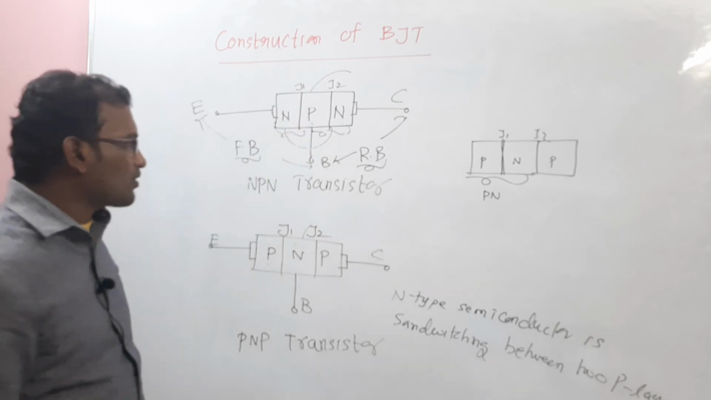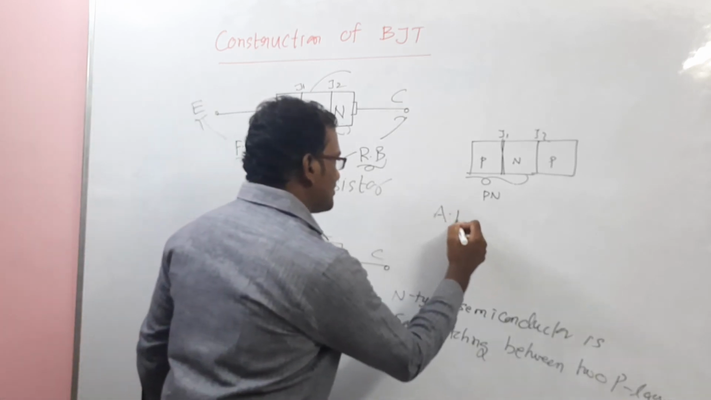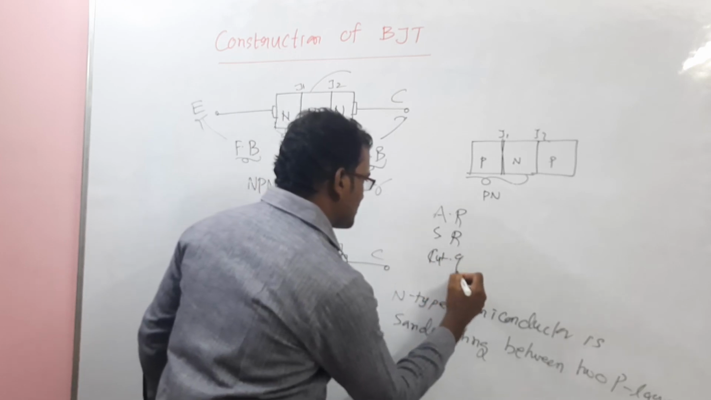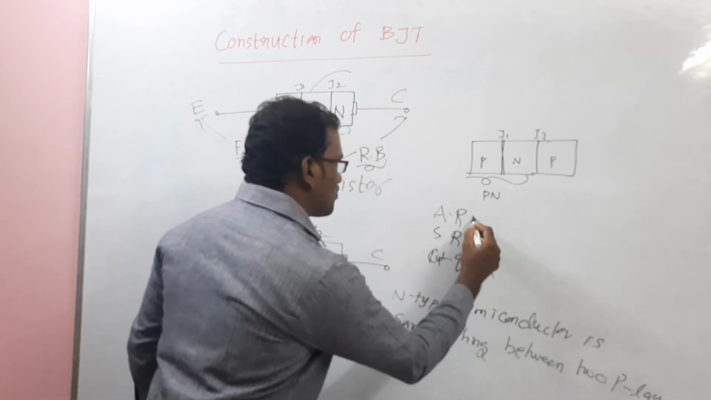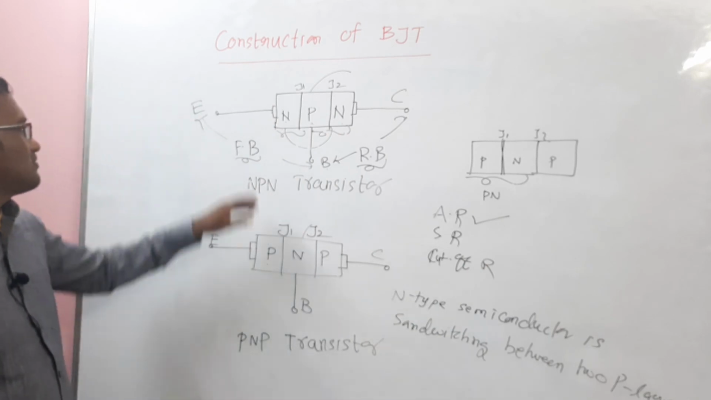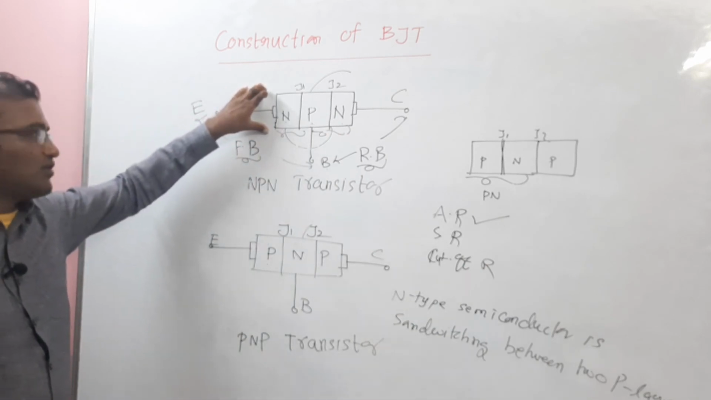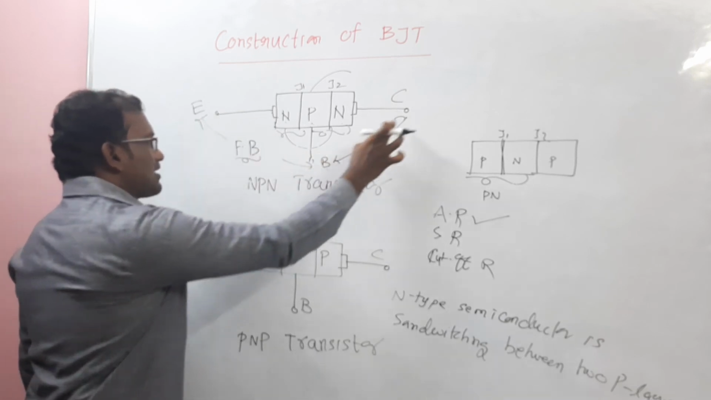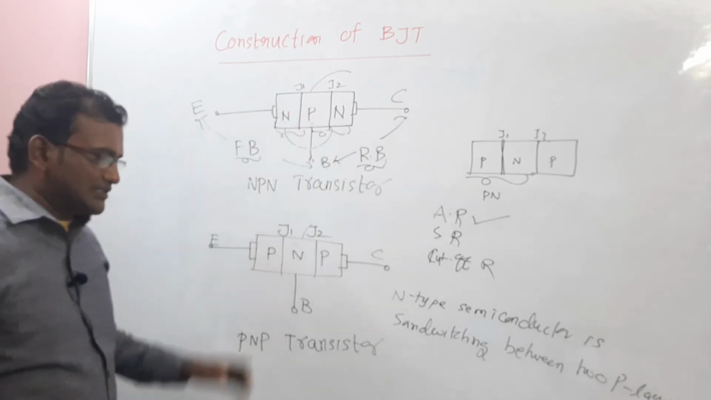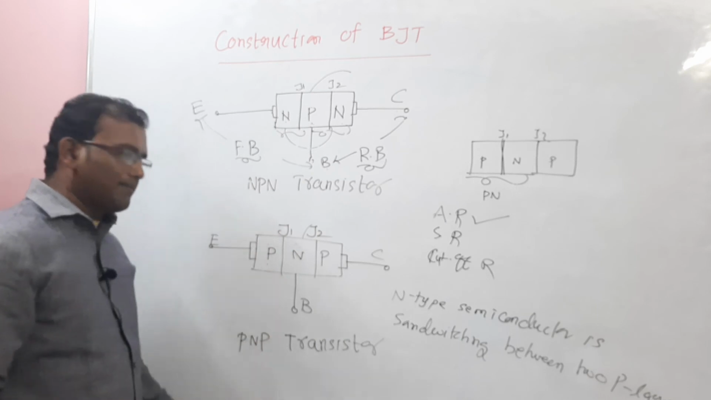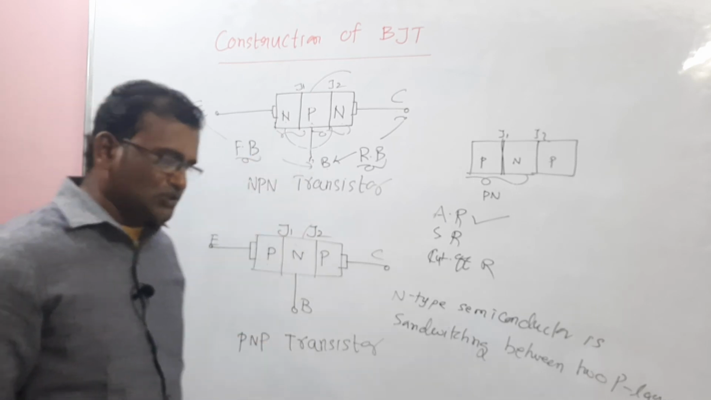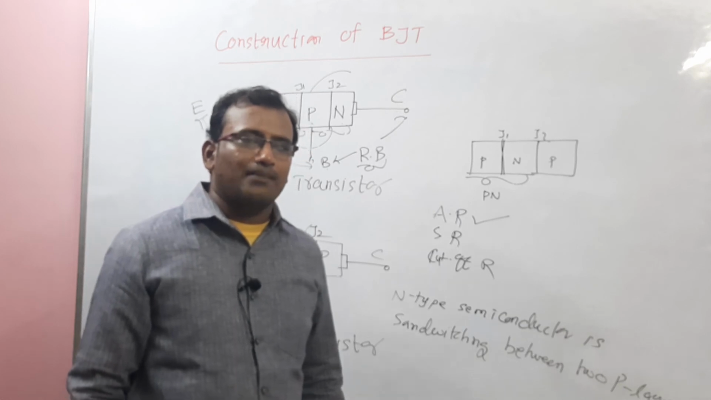So among the three regions, active region, saturation region and cutoff region, only in this mode will current flow in this circuit: emitter base junction forward bias, collector base junction reverse bias. A similar operation will occur in the PNP transistor. So this is about the constructions of NPN transistor and PNP transistor.